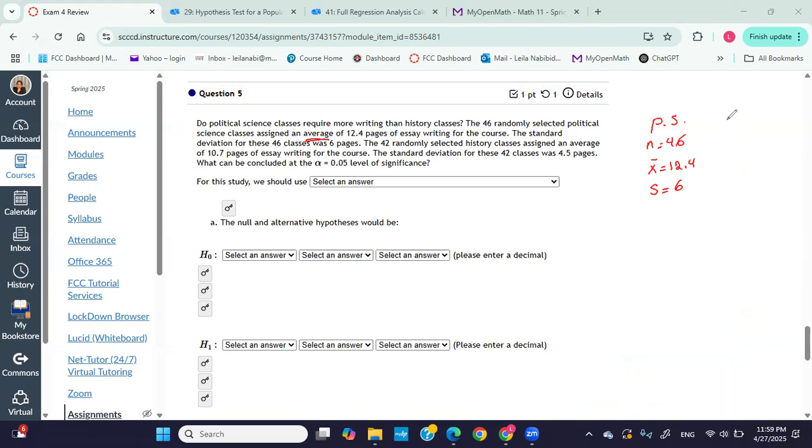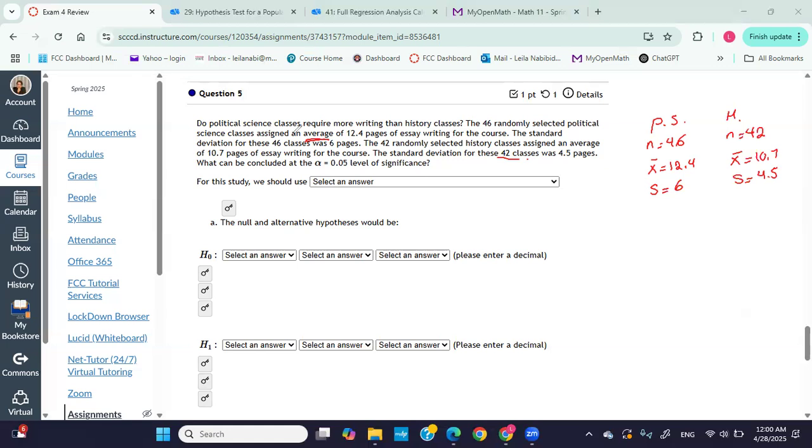And for the history class, the sample size is 42, the mean is 10.7, and the standard deviation for these 42 classes is 4.5. When it says the standard deviation for these 42 classes, that means that's just for the sample. So that's s, not sigma. So no information about the population standard deviation is given to us.